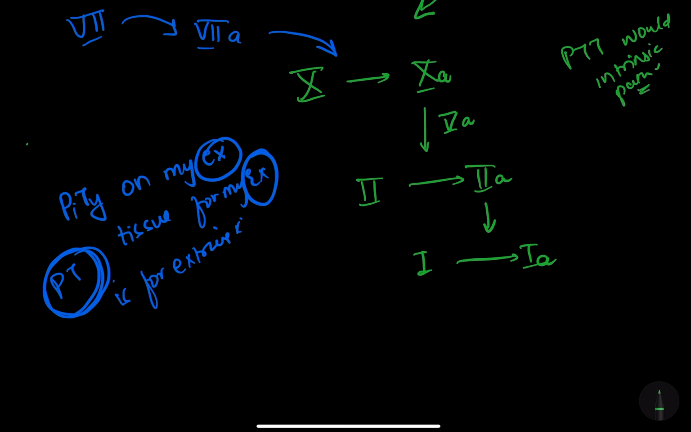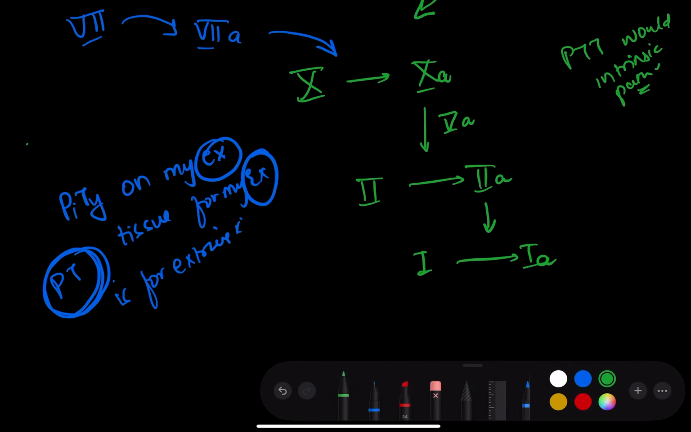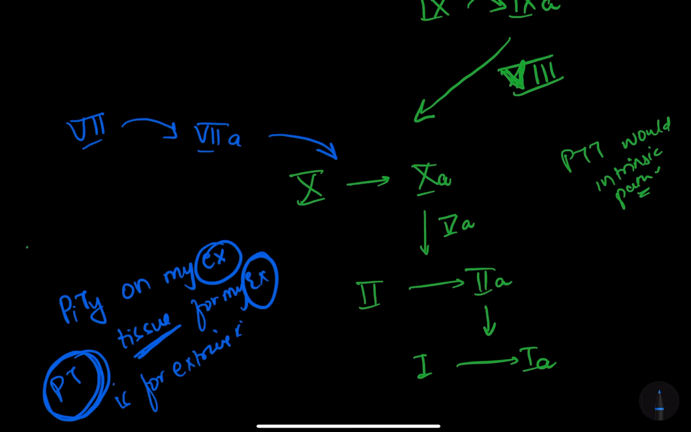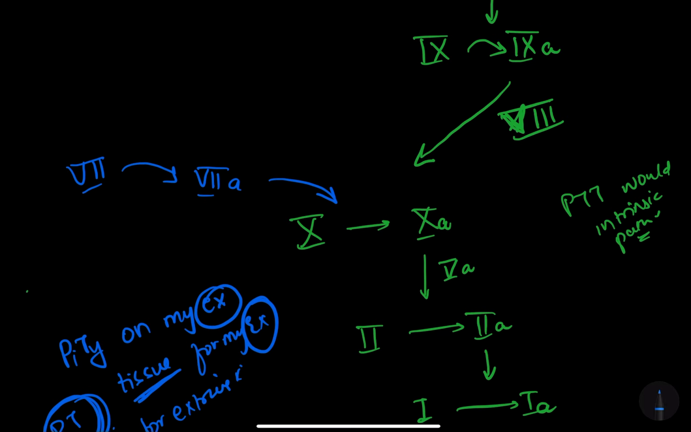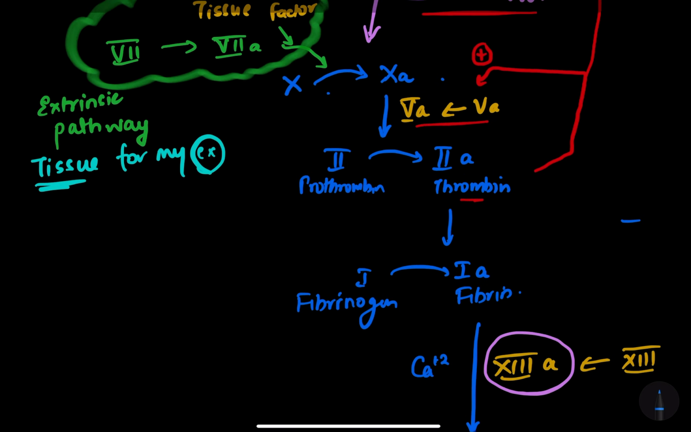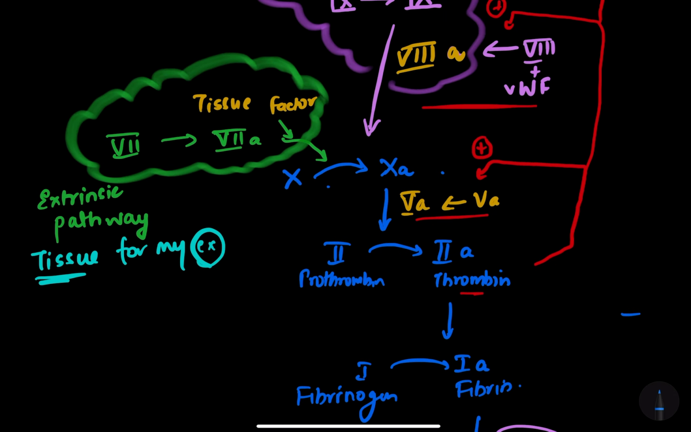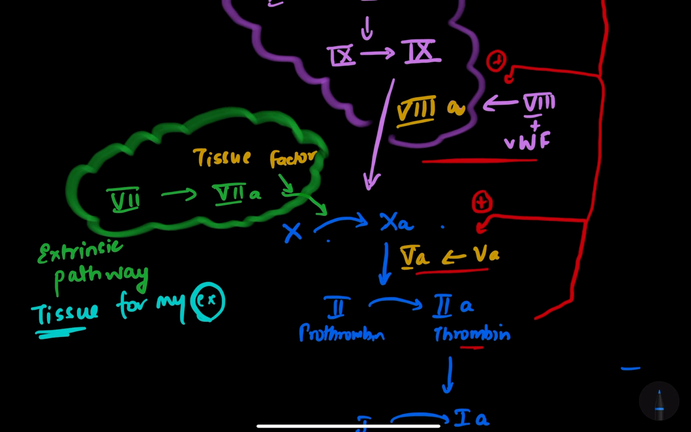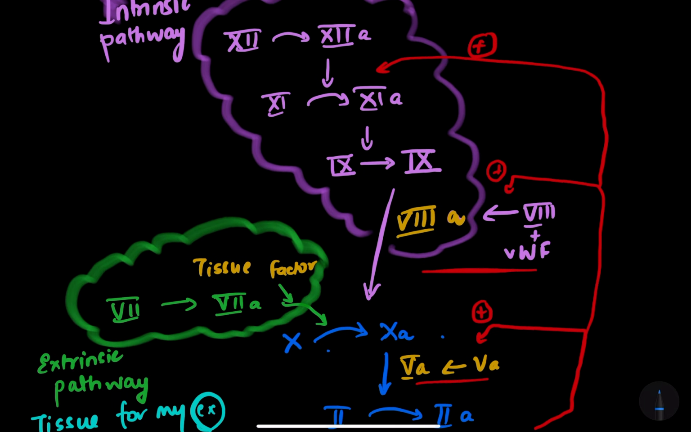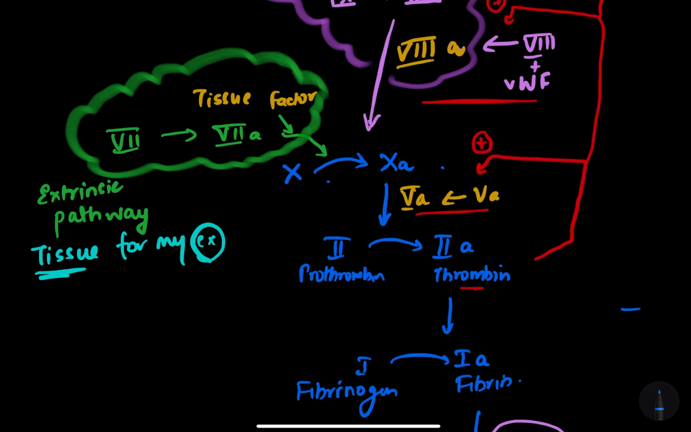And one more thing in this is that tissue factor is a part of the extrinsic pathway. It's a cofactor. So tissue factor is a part of the extrinsic pathway. So that was about the coagulation cascade, and I've mentioned some extra things here.